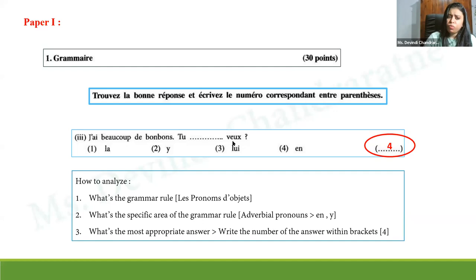You want some. You're just asking the question using that object pronoun. So "beaucoup de bonbons" is replaced using "en" just to mean some. A lot of sweets, you want some, right? So the mind mapping has to be orderly: the grammar rule first, then the specified grammar rule, and only then you choose the answer. It's better if you can analyze the questions in this way. So that is about the grammar part.